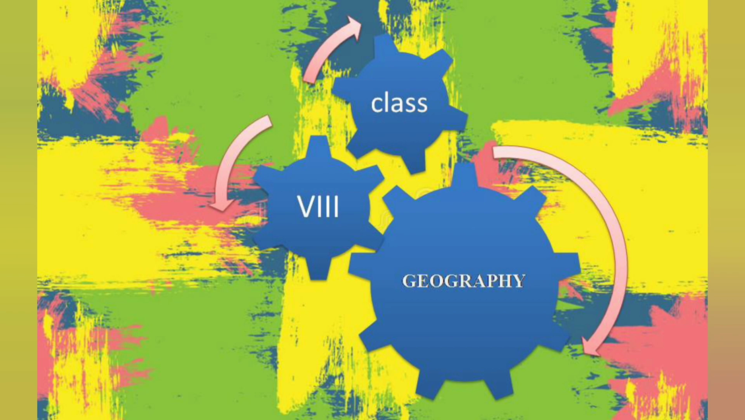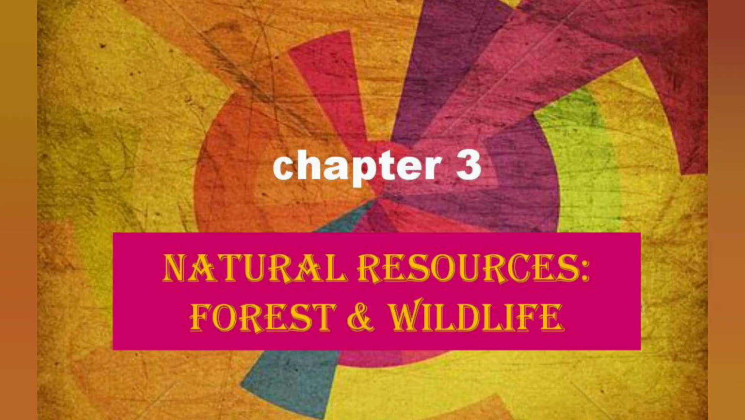Chapter 3 Natural Resources, Forest and Wildlife. Let's begin. Dear learners, we have already read about abiotic resources, that is, non-living things. Example, land, soil and water in the last chapter. Now we will study about biotic resources, that is, living things. Example, forest, grasslands and wildlife.